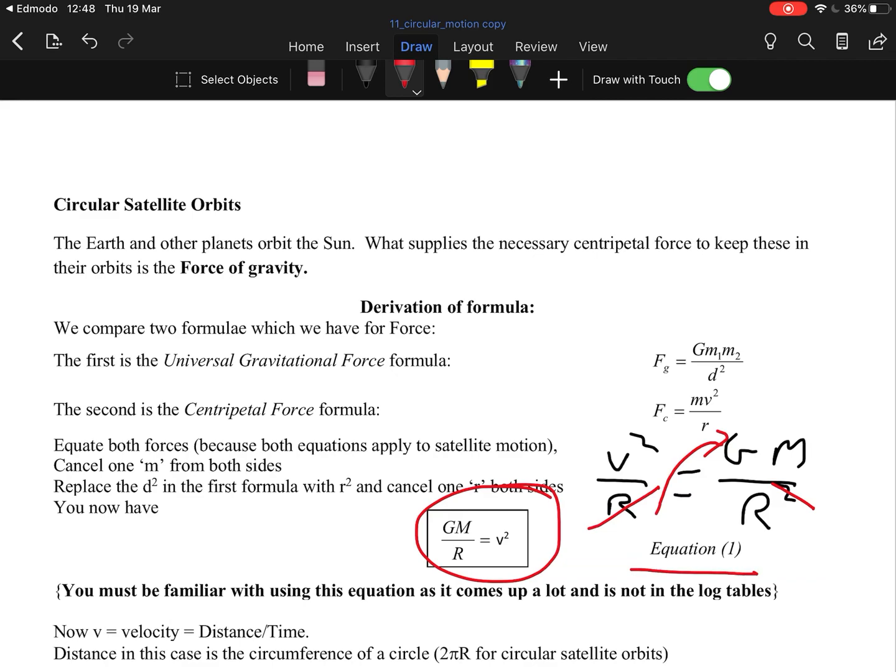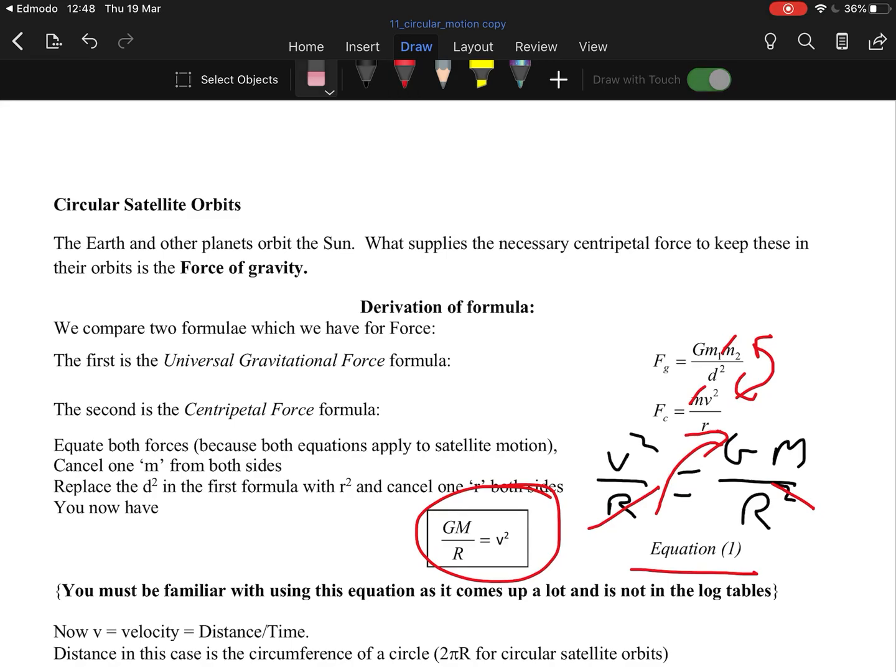Okay, and this is equation 1. So GM over r equals v squared. Are we okay with that? So when we equate force of gravity with centripetal force, the m's disappear. The d squared is the same as the radius because the distance, according to force of gravity, is from the center of the planet to the object, or center of the planet to center of the planet. And radius, centripetal force, is of course from the center of the planet to the object, or center of the planet to center of the planet. So therefore the r will cancel off the r.